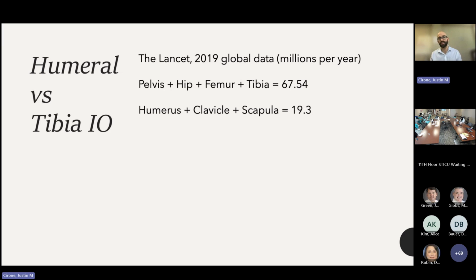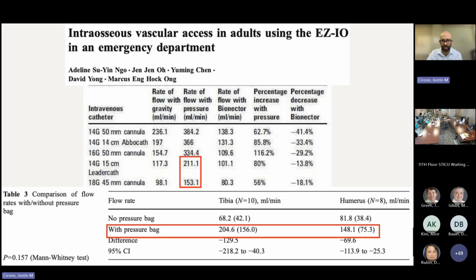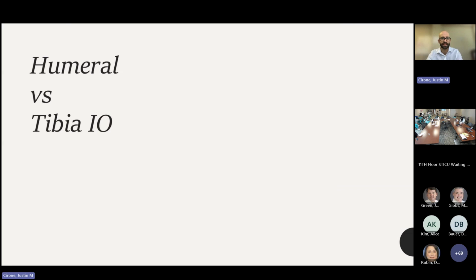Whereas if you combine humerus plus clavicle and scapula, and I don't really even need to include those because that doesn't entirely count, but it's the only way the Lancet article actually described them, you're still only talking about 19 million. So just purely based on numbers alone, you are far less likely to have a fracture in the same extremity that would preclude you from using the interosseous line as a humeral versus a tibial. The humeral also still has a pretty excellent flow rate, like I said, with the 16 gauge catheter.